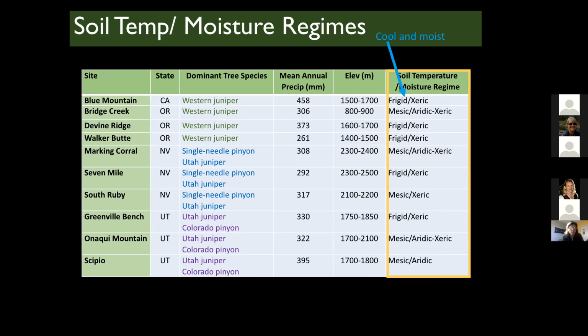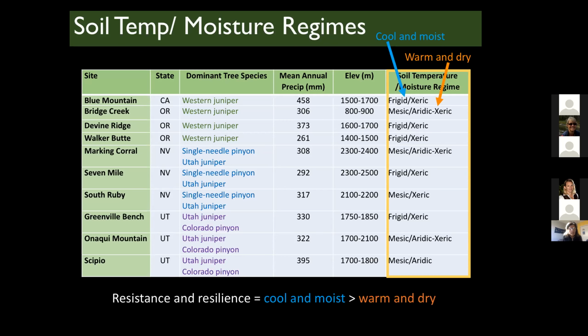Just to explain, the frigid xeric sites in the woodland sites are considered cool and moist sites. And then the mesic aridic or mesic xeric sites are the warm and dry sites. Jean was talking about sometimes a bigger gradient of that soil temperature and moisture regime. I'm just talking about the gradient within the woodland treatments. The reason we have stratified these by soil temperature and moisture regimes is that previous research has shown that there is higher resistance and resilience at the cool and moist sites versus the warm and dry sites.